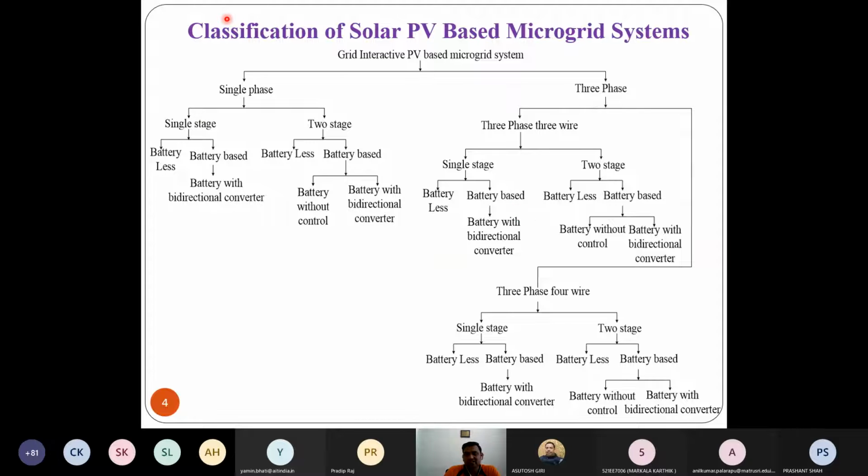How has this solar PV based battery energy storage based microgrid system been classified? So we are having a grid interactive PV base. Based on the supply phases, you are working on a single phase system or a 3-phase system. Again, single phase has been categorized depending on the number of stages: single stage and 2 stage. So what does it mean, single stage and 2 stage?